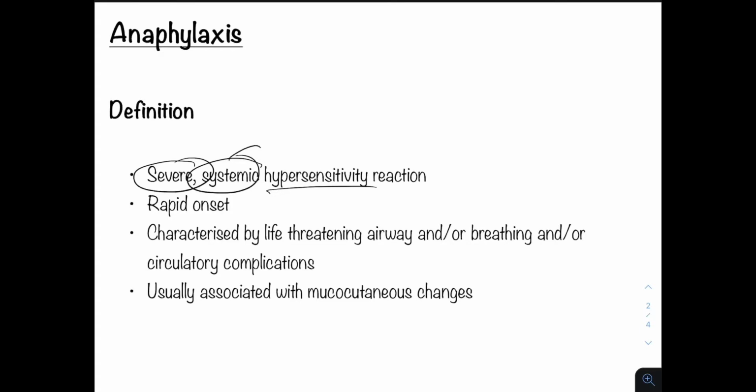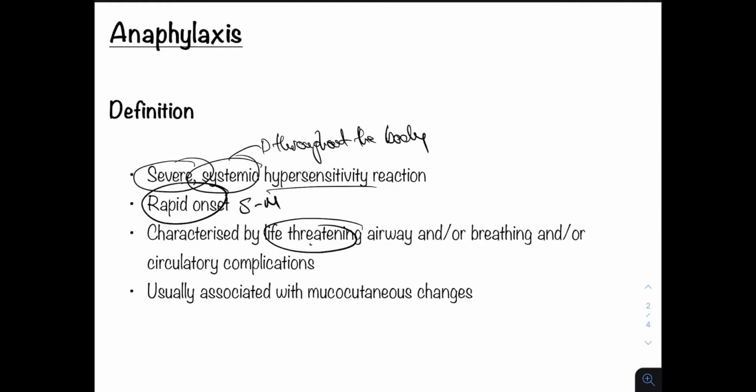Systemic here means that it occurs throughout the body. It has a rapid onset, usually within seconds to minutes, and is characterized by life-threatening, this is very important, airway and/or breathing and/or circulatory complications and clinical features. And we'll come to discuss these shortly. It is also usually associated with mucocutaneous changes.